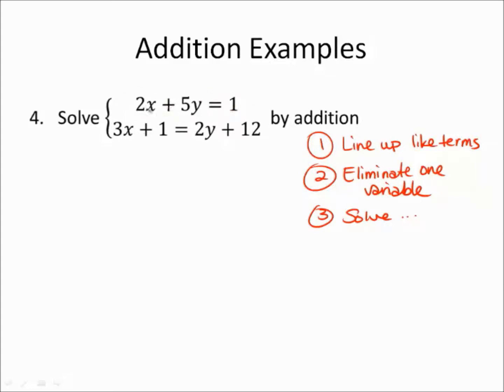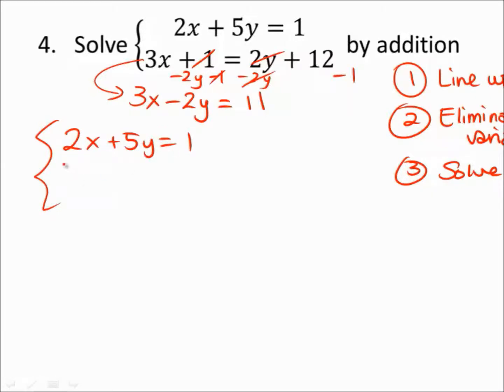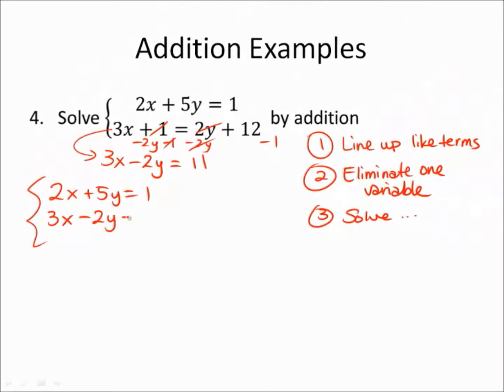The top equation has its x and y in the same positions, but the bottom one is a little spread out. So let's clean the bottom one up. We'll have 3x, we'll subtract the 2y, so it's on this side. We'll minus the 1, so it's on this side. So that gives us 3x minus 2y is equal to 12 minus 1, which is 11, and that's a bit more cleaned up now. So we've got 2x plus 5y equals 1, and 3x minus 2y is 11.